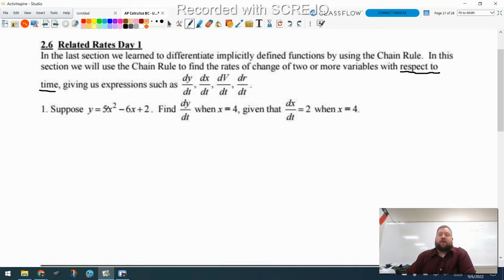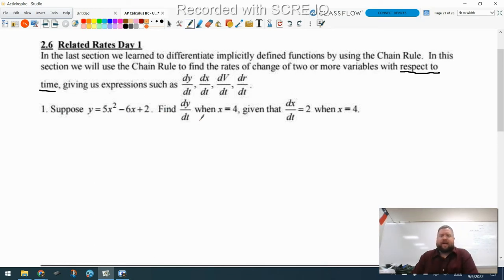In every related rates problem, you are going to be given a bunch of information. Then you'll be asked to find a specific piece of information at a certain time. And it's not going to say when t equals 4 or something like that. It's going to be at a specific time in relation to the variables you're working with. So let's work one and we'll see what I'm talking about here.